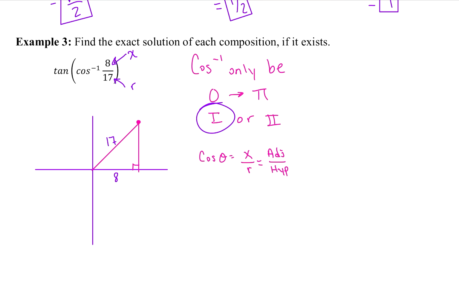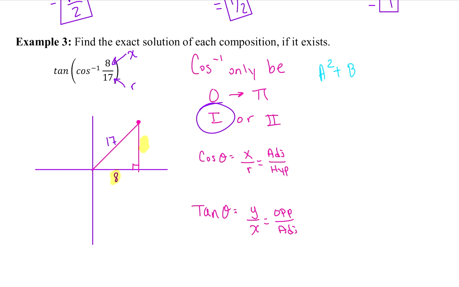So if I wanted to find the tangent now, we know that tangent of theta is the y value divided by the x value. Or again, you may know it as SOHCAHTOA, so opposite over adjacent. Well, in this case, I already know the x value is 8. That part I have. That was part of the given. What I'm missing is what the y value is. So I'm going to need to use some Pythagorean theorem to find that, right?